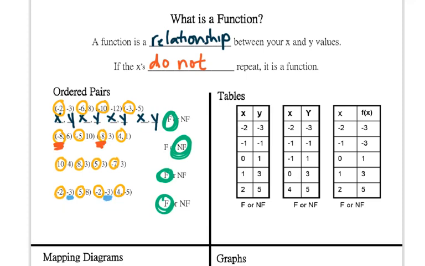If she came back with a different y value, that would not be good. She's not faithful. But in this one, she's with the same y value, so she is a function.